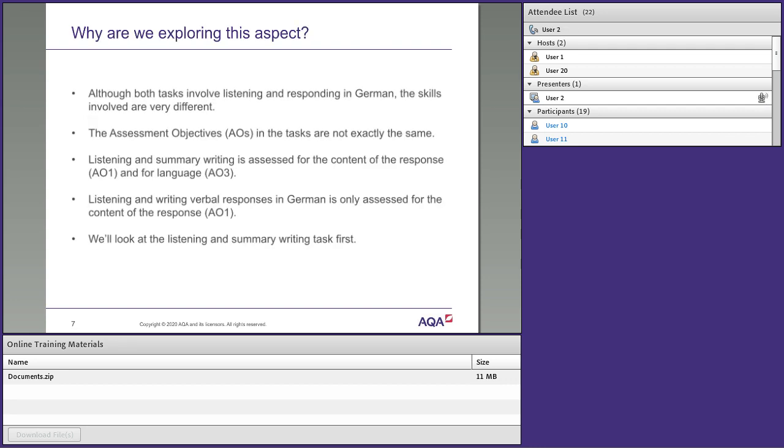Why are we exploring this aspect? Although both tasks involve listening and responding in German, the skills involved are very different. The assessment objectives in the tasks are not exactly the same. The listening and summary writing is assessed for the content of the response and for language, whereas the listening and writing verbal responses in German is only assessed for the content of the response. So we're going to look at the listening and summary writing task first.